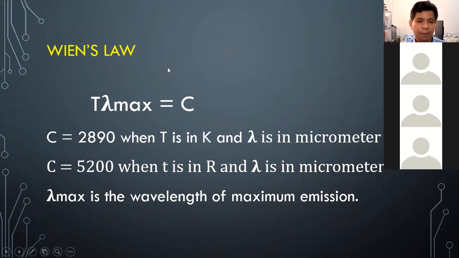So, when the temperature is higher, its lambda max is lower. Okay? The constant C is 2,890 when the temperature is in Kelvin and lambda max is in micrometer. And then 5,220 is for Rankine. Lambda max is still in micrometer. Question? Open your mic and ask your question. Don't be shy. So, lambda max is the wavelength of maximum emission.